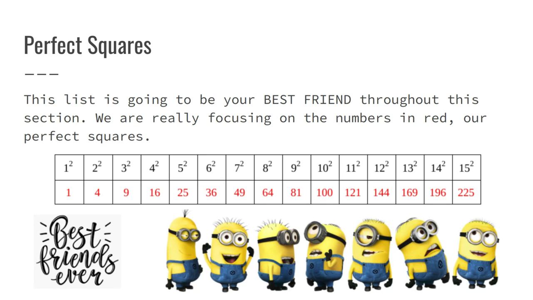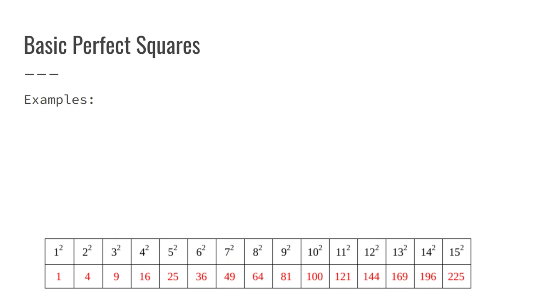This list right here is going to be your best friend throughout this section. You're really focusing on the numbers in red. These numbers in red right here are your perfect squares. So 1 squared is just 1, 2 squared is 4, 3 squared is 9, 4 squared is 16. And you know that squared means that it's 4 times 4, 5 times 5, 6 times 6, 7 times 7, 8 times 8, and so on. So these red numbers are the most important numbers that you want to focus on in order to break down and simplify your radicals.